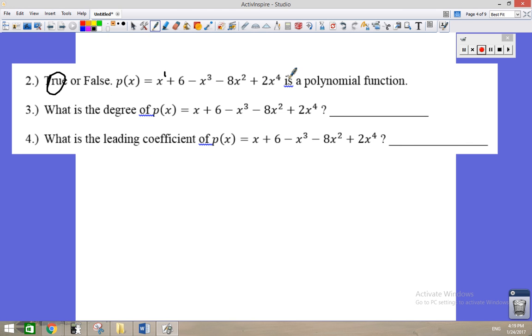And so since it's a polynomial function, I can determine the degree and the leading coefficient. When I look at the degree, even though this is written by term, it's not in standard form. If I scan for the biggest exponent, it's 4, so the degree is 4. And the leading coefficient is this 2, because it's the number in front of the term with the largest degree.